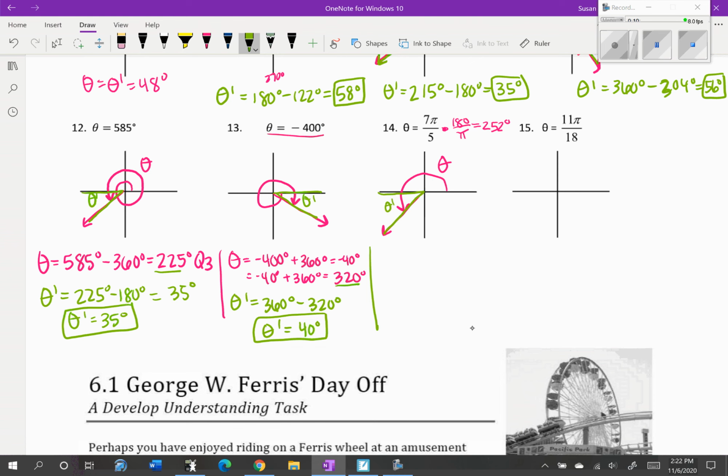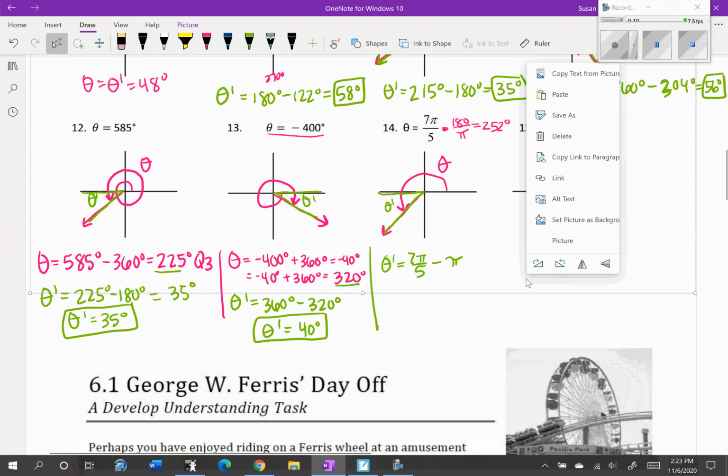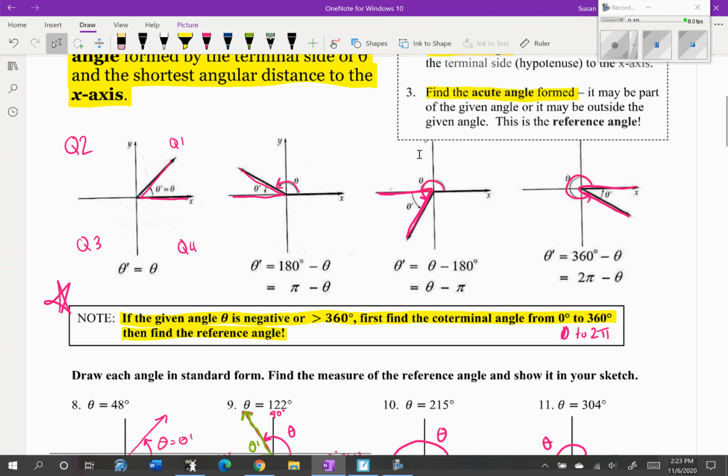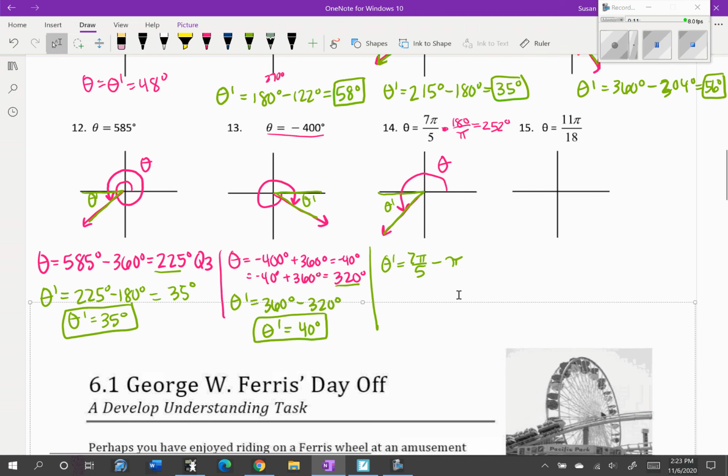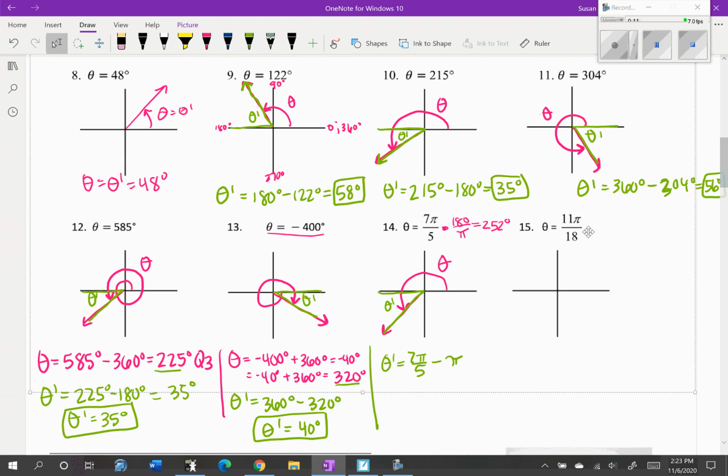Since our given angle is in radians, we want to have our reference angle in radians. So theta prime is equal to 7 pi over 5, which is 252, so that's in between 0 and 2 pi. So we can take the angle that we're given, because we're in quadrant 3, 7 pi over 5, and subtract pi from it, because again, we are using this picture right here. So theta minus pi. So 7 pi over 5 minus pi means we need to get a common denominator. So if I get a common denominator, I'm going to multiply this by 5 over 5.